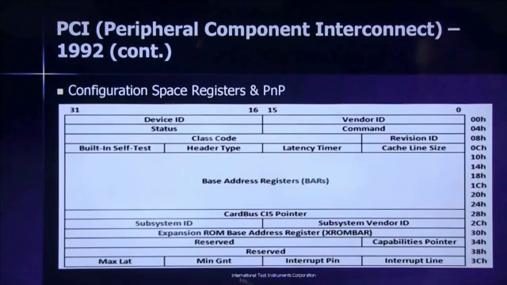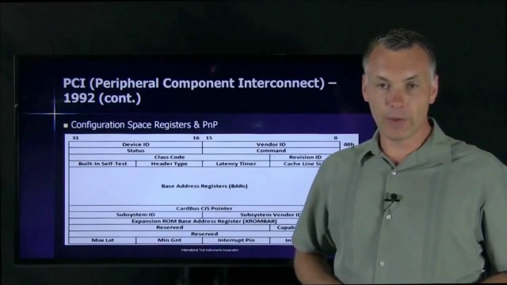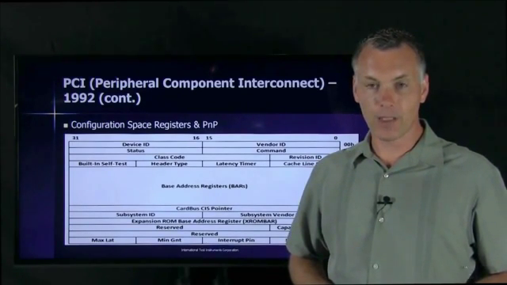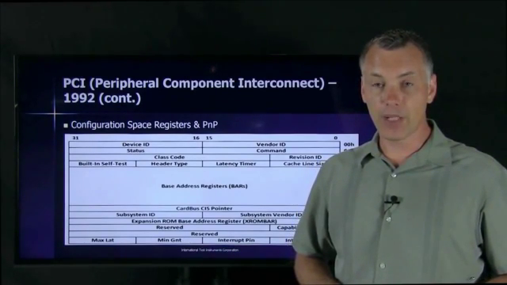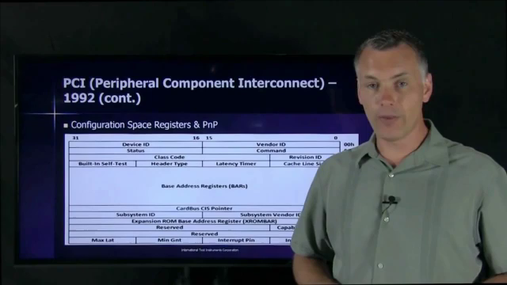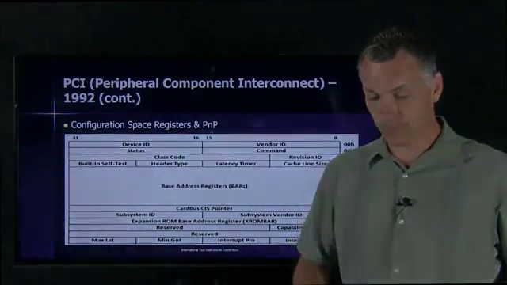Minimum and maximum latency, min grant and max latency, are used for bus arbitration. Essentially, higher priority devices get access to the bus sooner and so forth. I hope that gave you a little bit of overview of how this works. There will be a separate presentation in the future on the PCI bus and the use of the configuration space registers in more detail.